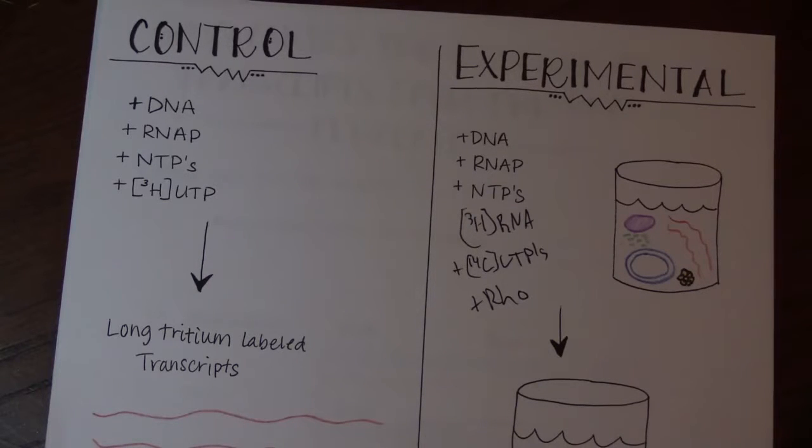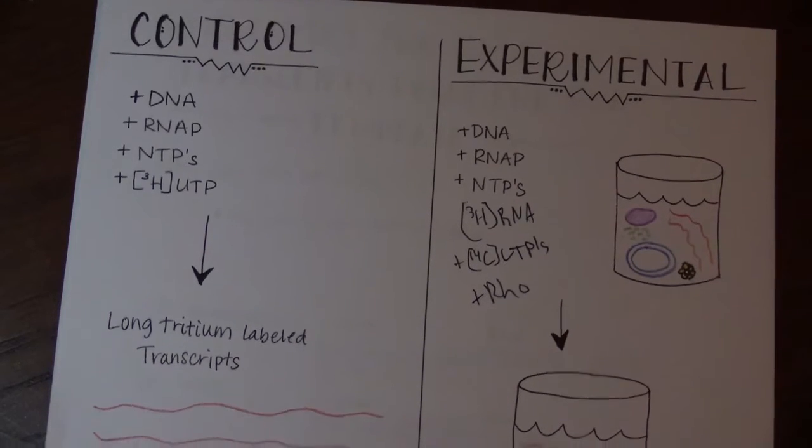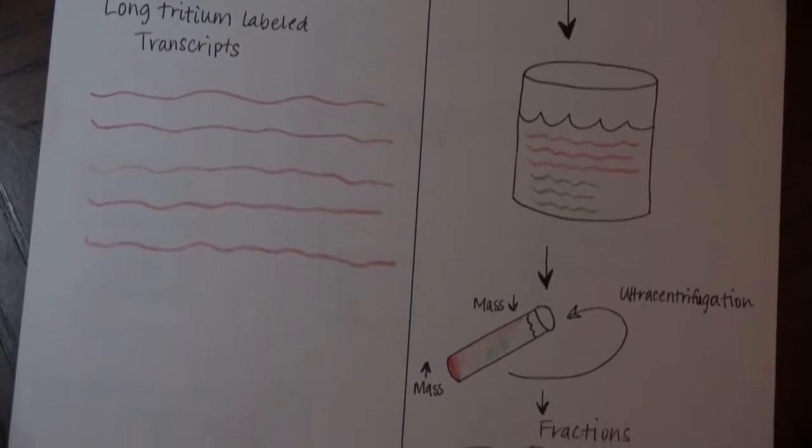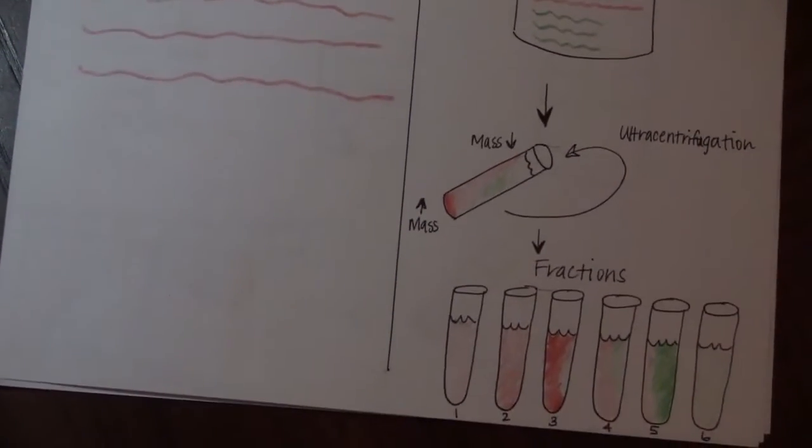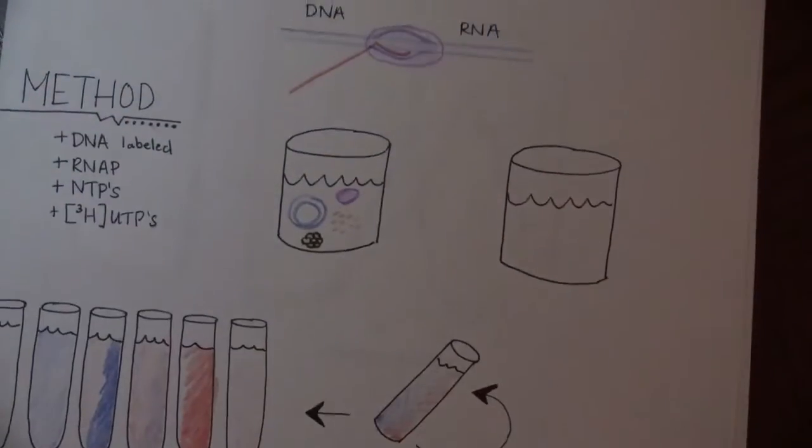The 14 carbon-labeled transcripts, along with the former tritium-labeled RNA, were then ultracentrifuged and fractioned off, quantified by a form of radiography. Again, the colors are for understanding and do not actually represent the appearance of fractioned RNA. Here, the fractions were assayed and graphed.